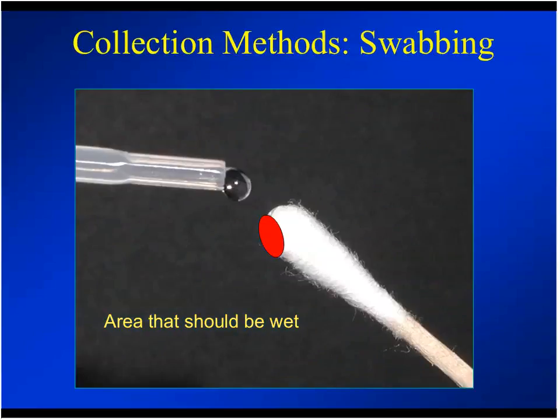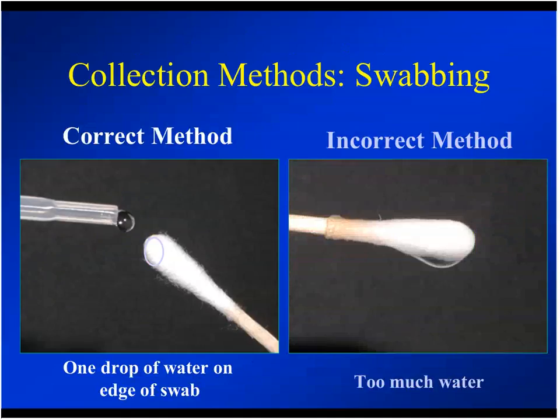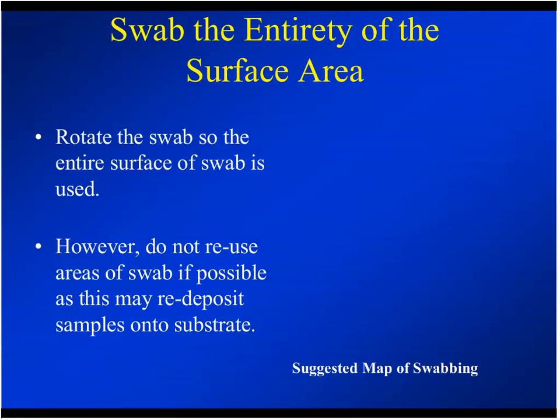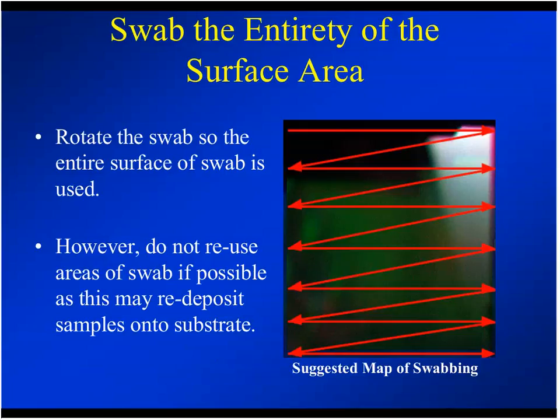Collection methods, looking at swabbings. On your swabbing, we're looking at one drop of distilled water, and you should put it right off to the crown of your swab, which would be ideal. The next slide is the correct method versus the incorrect method. You don't want to oversaturate. You want one drop of distilled water. If you have too much water, throw your swabs away and go for another one. Too much water, your samples will dry very, very slowly, and obviously your sample is going to be diluted. And the photo on the right is showing you that with the right amount of water, which is one droplet, your swabs will dry much quicker, and your samples have the proper concentration.